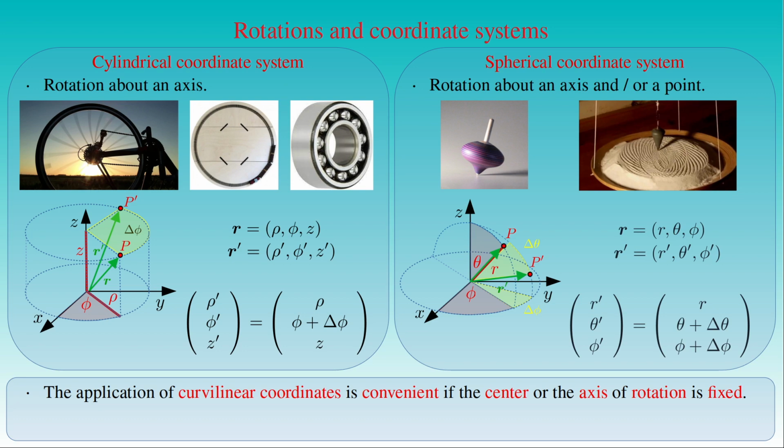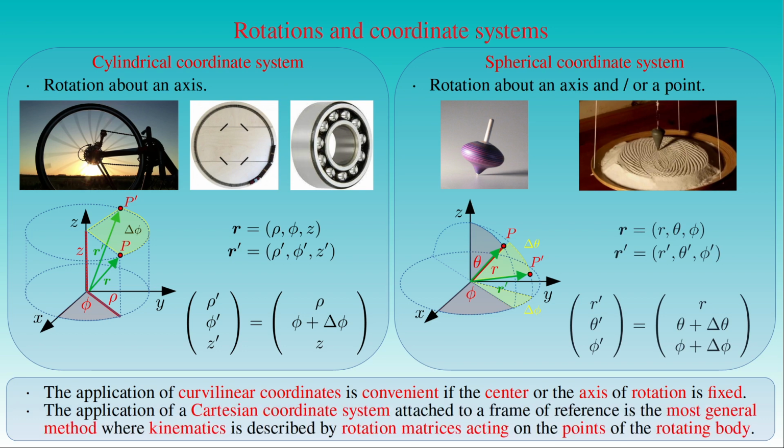Otherwise, it is better to use Cartesian coordinates to describe the motion of a rigid body rotating about an instantaneous center or axis. The application of a Cartesian coordinate system attached to the frame of reference is the most general method for the quantitative description of the rotating motion of rigid bodies without fixed center or axis of rotation, where kinematics is described by the action of rotation matrices on the points of the rotating body.